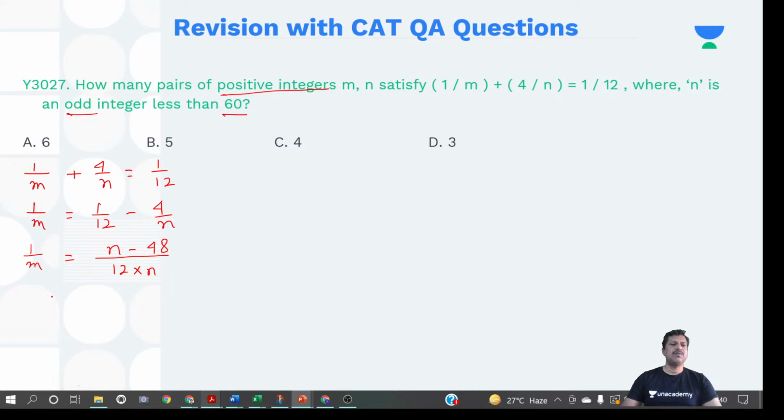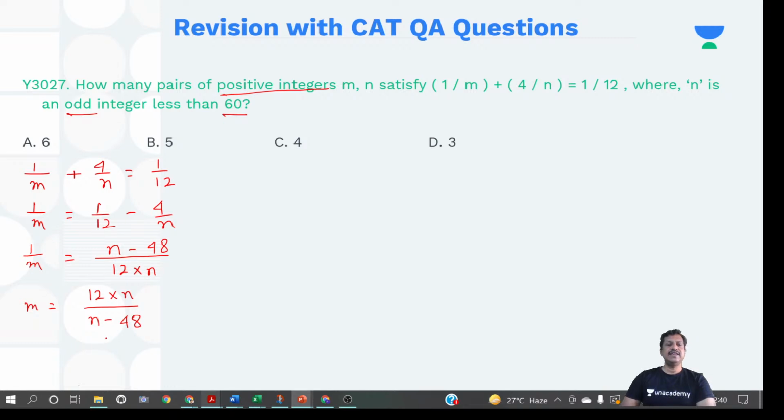All right. And what is the value of m then? m comes out to be 12n divided by (n - 48), because it's a reciprocal one, right? Now you can see the relationship over here: m and n should be positive integers, right? So it should be an integer, that's the first thing, and then n is an odd integer and less than 60.